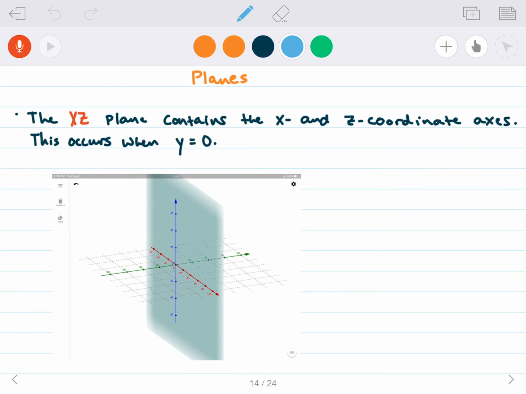The XZ plane contains the x and z coordinate axis, and this occurs when y is equal to 0. So here is y equals 0, and we can see that our sheet right here extends infinitely in the x and z direction. Okay, so the sheet of paper doesn't stop. It just keeps going in the x and z direction, but it's fixed at y equals 0. It doesn't move in the y direction.